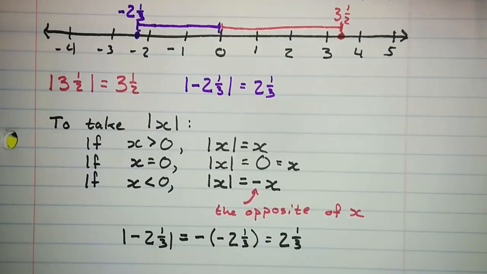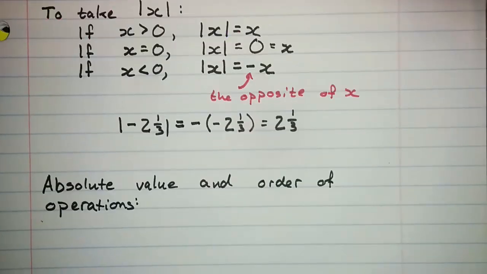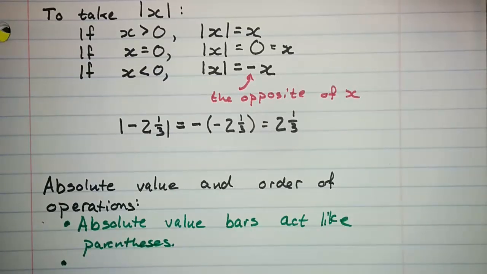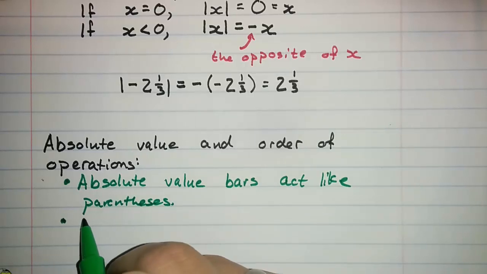Where does the absolute value come in the order of operations? If we have an absolute value combined with other things, how does it work? In the order of operations, the absolute value bars are a grouping symbol, so they act like parentheses. When do we evaluate the absolute value? We actually take the absolute value when we would drop the parentheses.